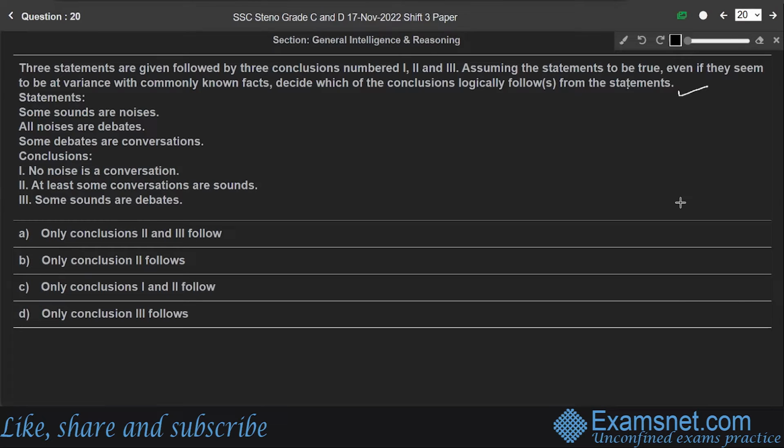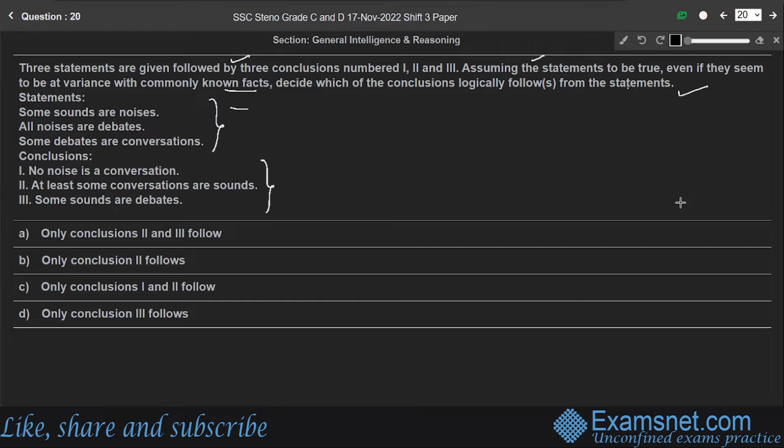Question number 20. Three statements are given followed by three conclusions numbered 1, 2, and 3. Assuming the statements to be true, even if they seem to be at variance with commonly known facts, decide which of the conclusions logically follow from the statements. So here are three statements given followed by three conclusions. Let us represent these statements in the form of Venn diagram, right?